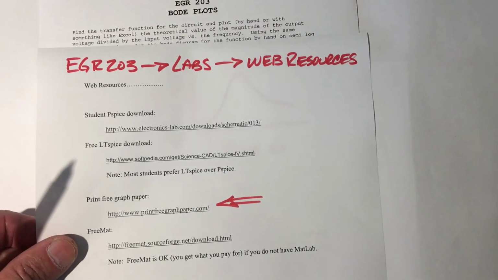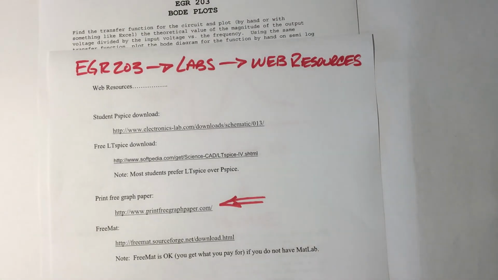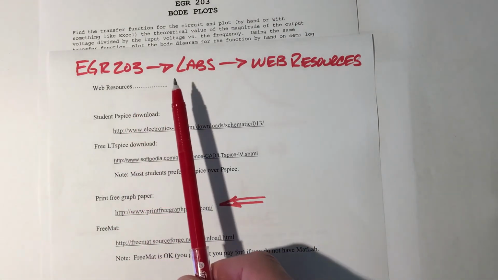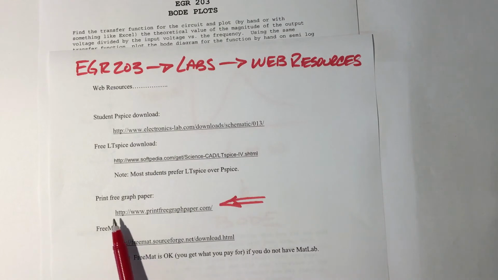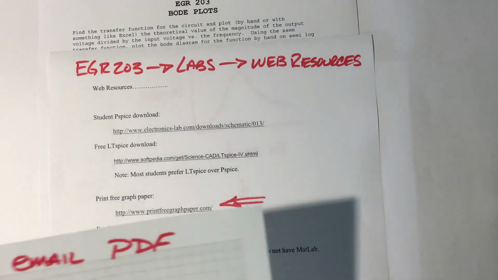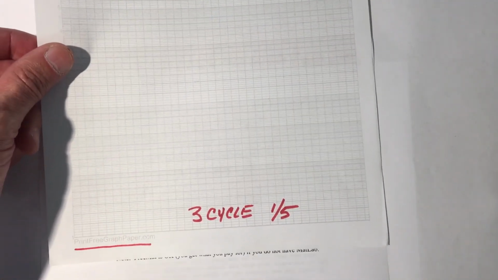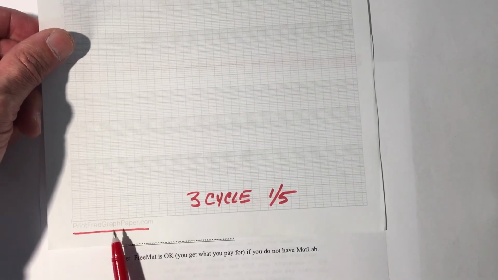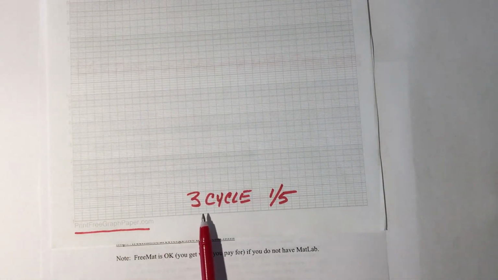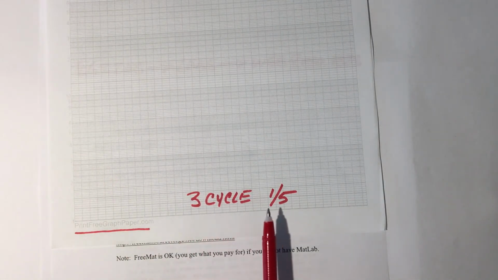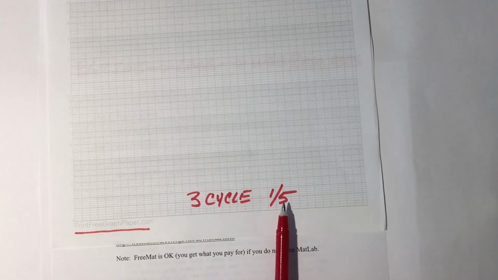Back off there a little bit on that. If you go to the website Engineering 203 Labs and then Web Resources, there's a spot where you can actually print free graph paper. And what you're going to ask for when you get there is this is what you're going to get. This is the free graph paper, and you're going to want to get log that's 3 cycles by 5 divisions per inch.